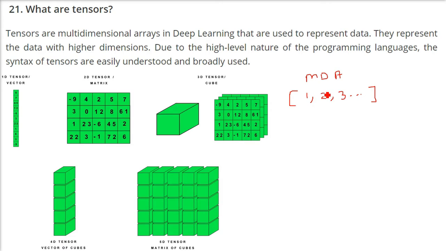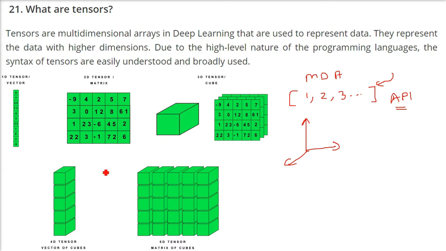So this can be 1 dimension, 2 dimension, 3 dimension, multi-dimension. So they represent the data with higher dimension. And due to the high level nature of the programming languages, the syntax of tensors is easily understood and broadly used, because this is actually the input to our deep learning programs, right? So the APIs, the different deep learning algorithms, they take this as input.